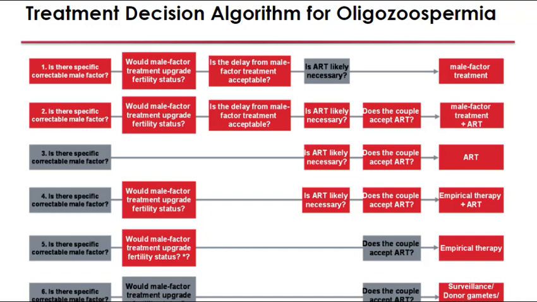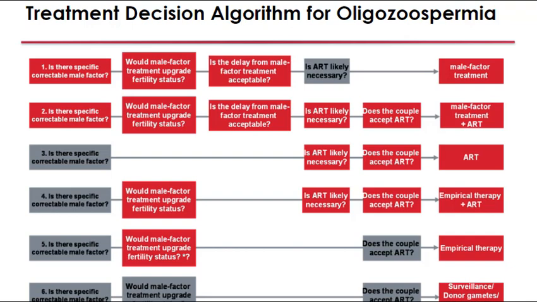Based on the answer to the 5 key questions, clinicians may propose to the couple the various potential treatment options. Here are some examples of the various management options depending on the answers to the questions. Negative answers are indicated in boxes with a dark background. In example number 1, there is a specific, correctable male factor, and treatment would upgrade fertility status. A delay in treatment is acceptable, and ART is not necessary. This couple would proceed with treatment of the male factor.